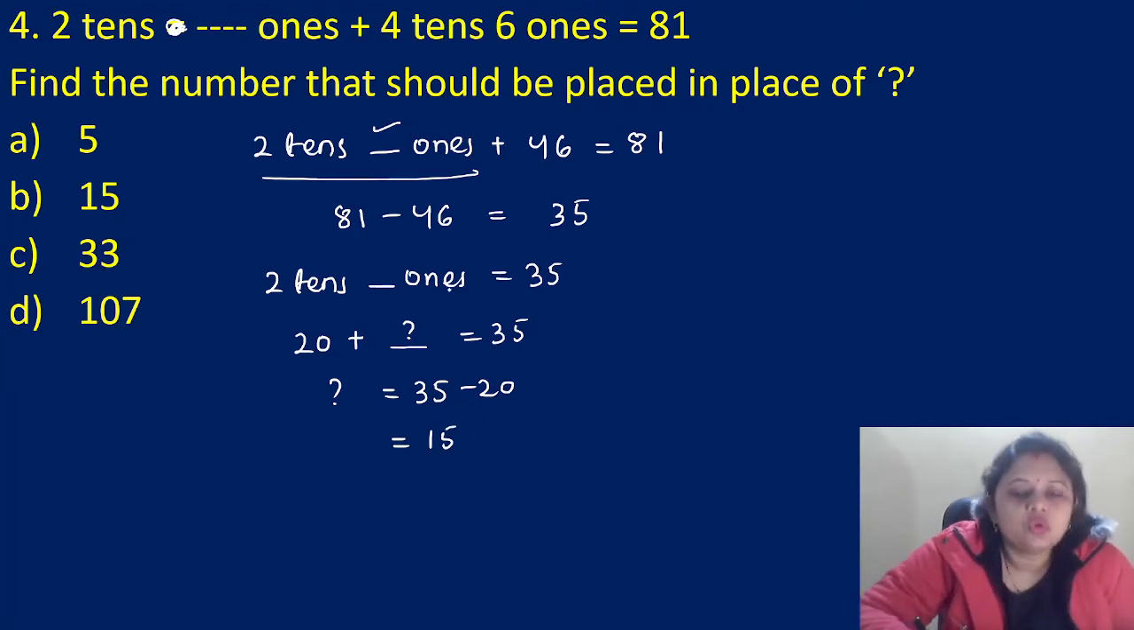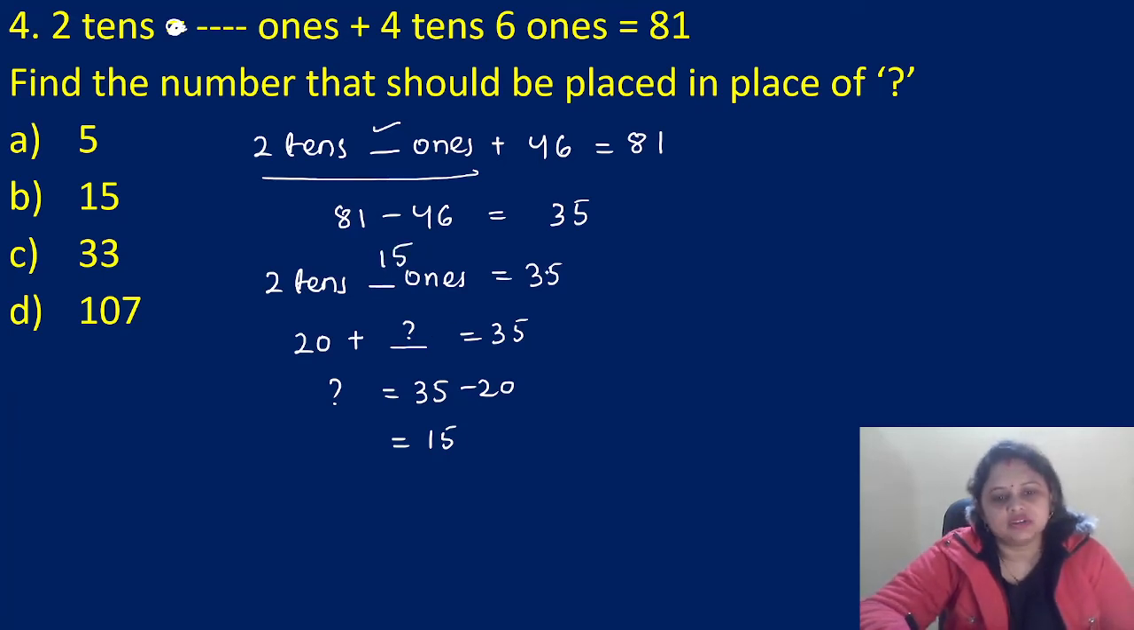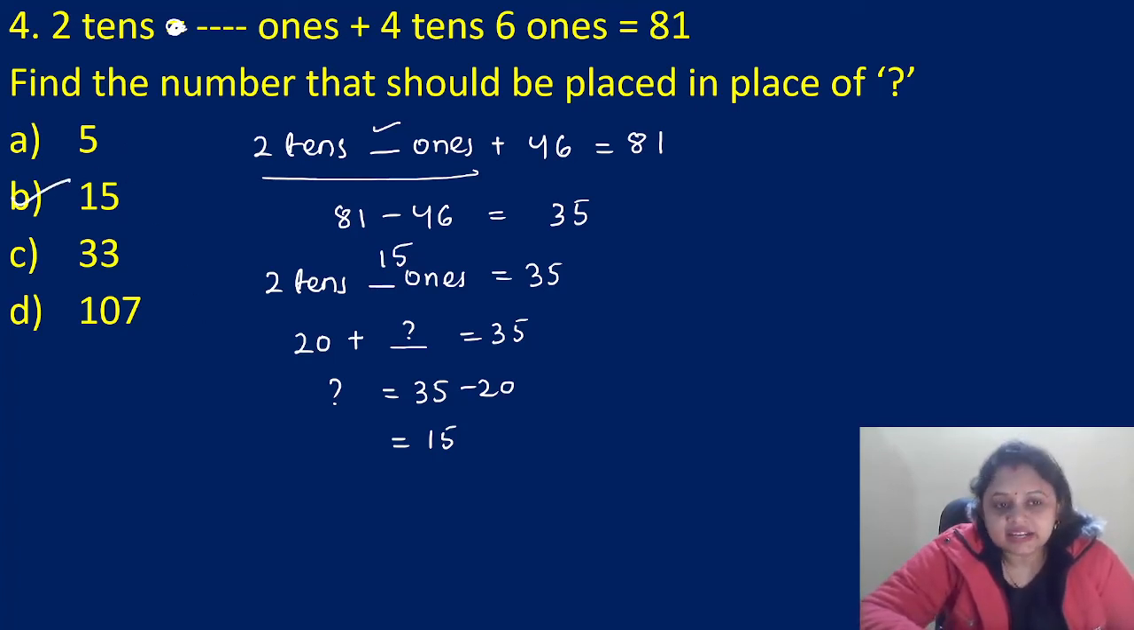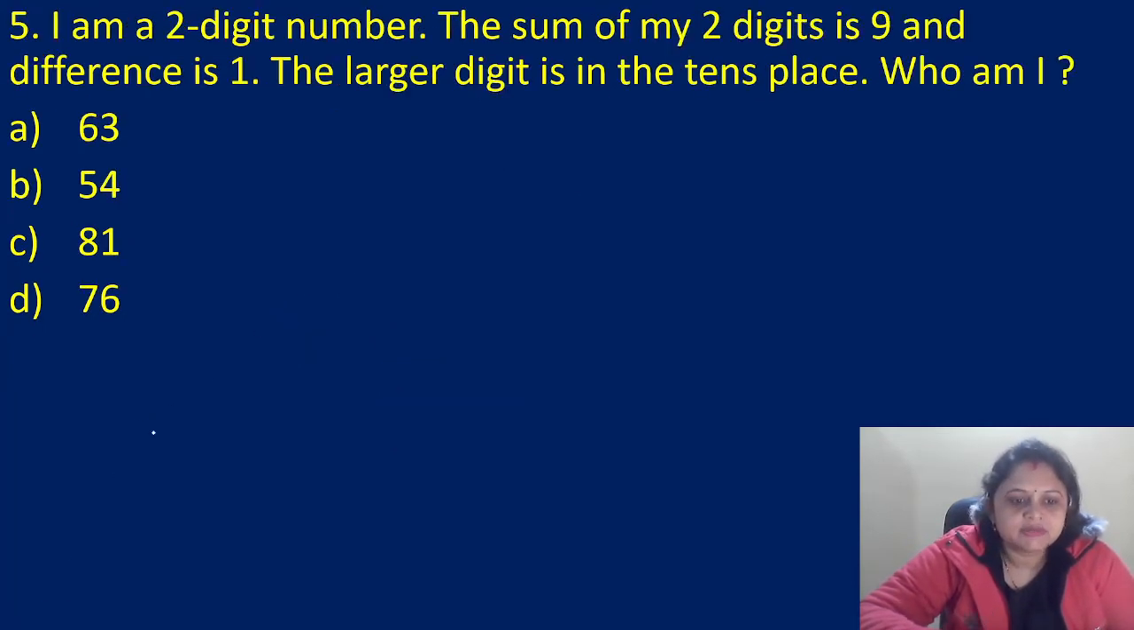Okay. So in the place of dash ones, we can write 15 ones. Got it? So there is nothing to confuse. 2 tens dash ones, we can write here 15 ones. So it is present in option B. So the correct answer for the given question is option B. Okay. So let's move to the next question.